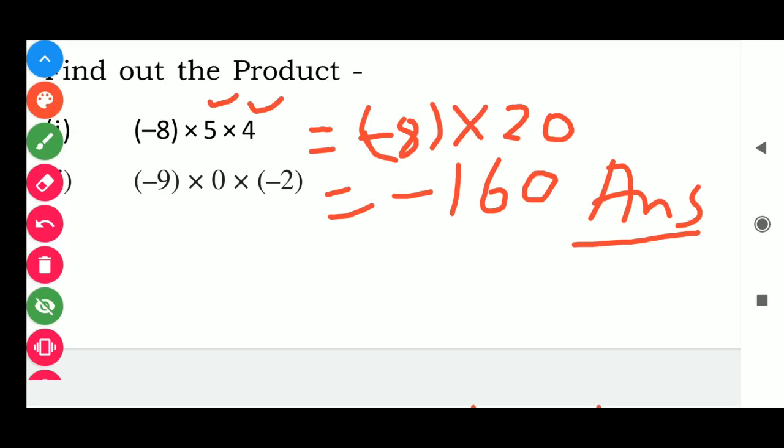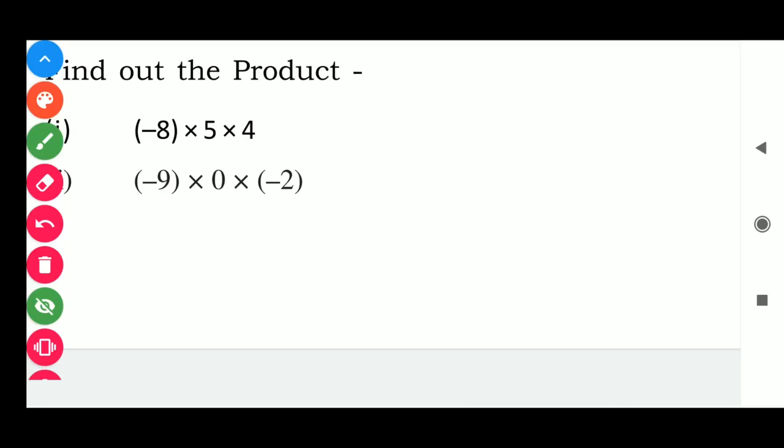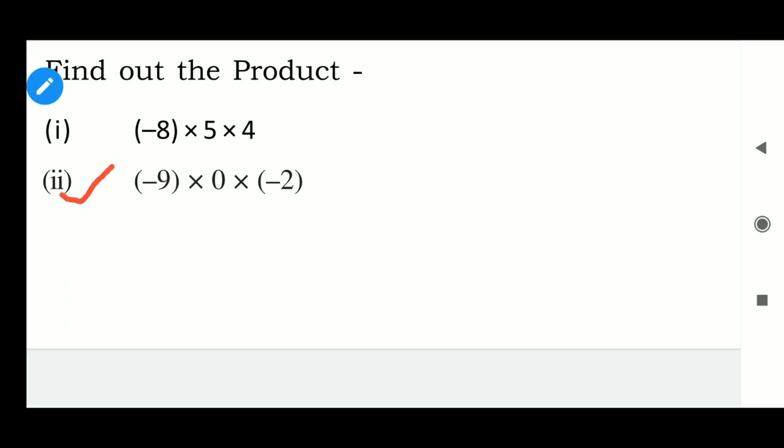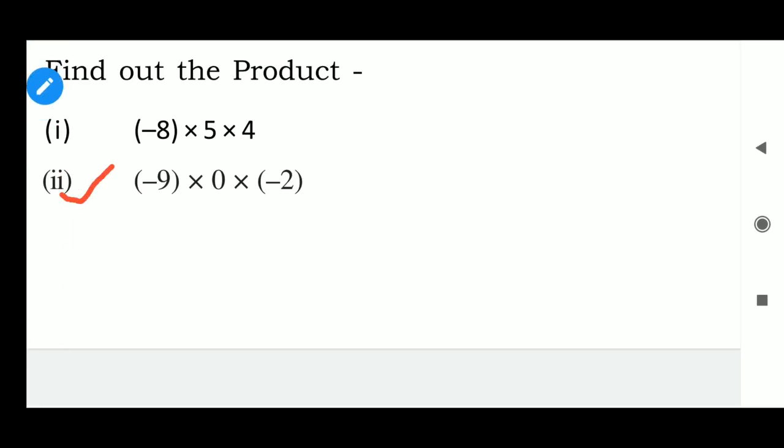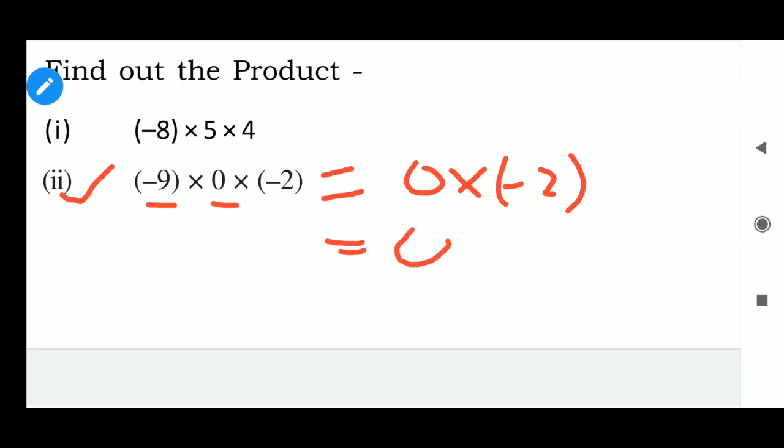Now come to the second question. This one is your second question. Equal to minus 9 into 0. This minus 9 into 0, it becomes 0, and into minus 2. So whenever any digit is multiplied by 0, it becomes 0. That is your answer.